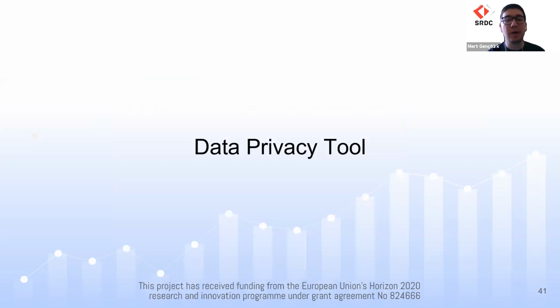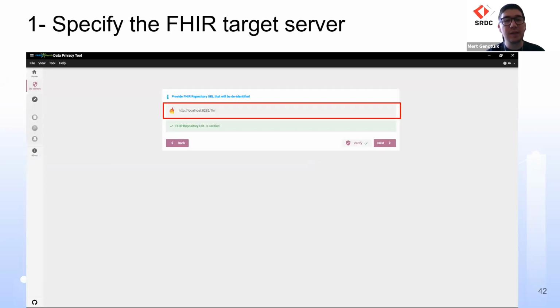Now the next part will be to perform the anonymization and de-identification by using the data privacy tool. Next slide, please. The tool has a similar user interface to the data creation tool. So the idea of the data privacy tool is to fetch data from a FHIR repository and perform some de-identification algorithms on the FHIR data, and write back this data in a privacy-preserving way. So again, I provide the FHIR URL and I click on next.